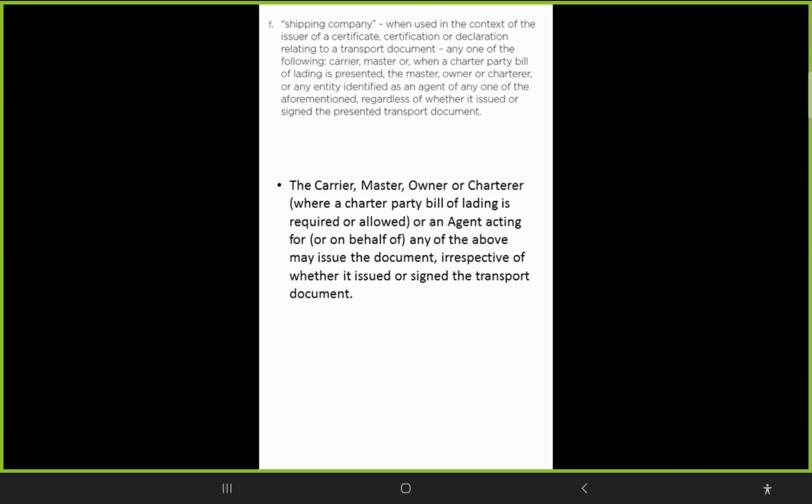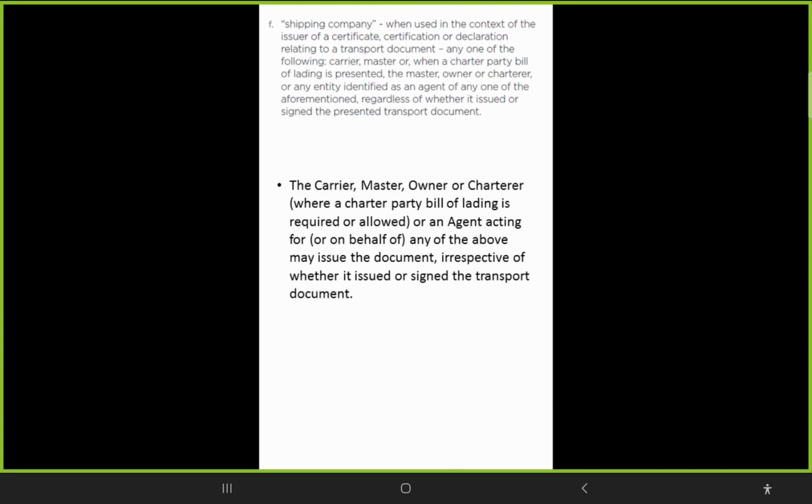Next is shipping company. When used in the context of the issuer of a certificate, certification, or declaration relating to a transport document, it means any one of the following: carrier, master, or, when a charter party bill of lading is presented, the master, owner, or charterer, or any entity identified as an agent of any one of the aforementioned, regardless of whether it issued or signed the presented transport document.